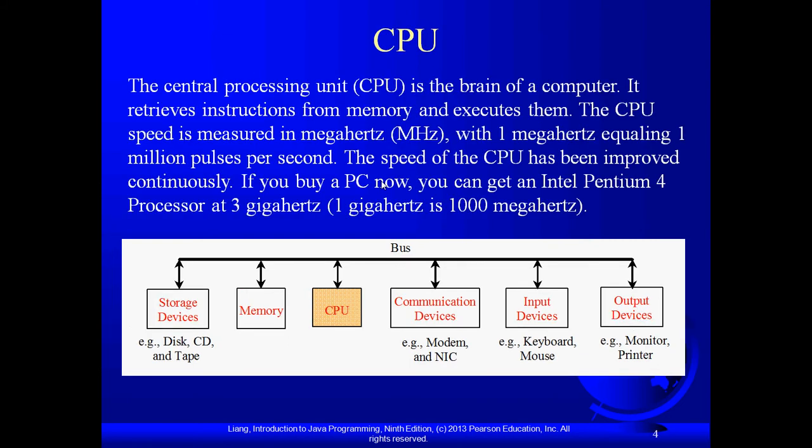The CPU is really the brain of the computer. It retrieves instructions from memory and executes them. The CPU speed is measured in megahertz, with 1 megahertz equaling 1 million pulses per second. Most computers today are probably an Intel Core Duo at 2.5 gigahertz, so it's quite fast. It's really fast when you think about 1 megahertz equaling 1 million pulses per second. A typical computer at 3 gigahertz is doing billions, like 3 billion, of instructions per second. So these things are really fast.